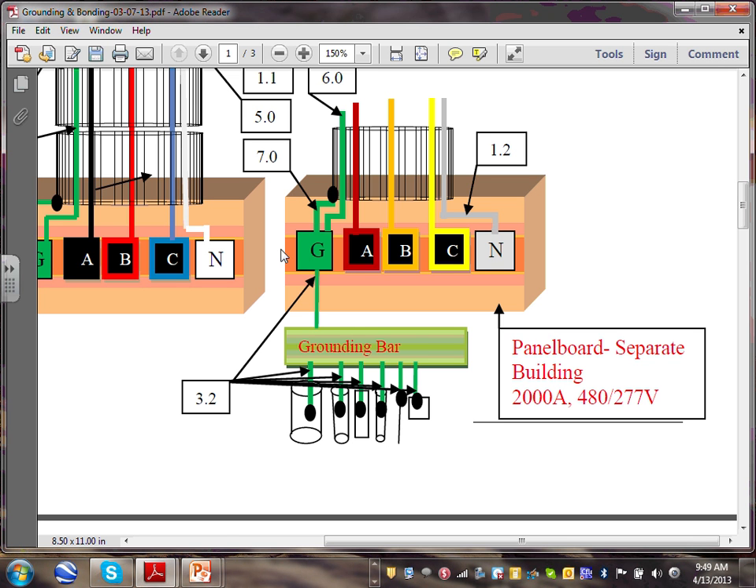So the neutral will jump into the copper water pipe and go back to the source. Who cares? You start getting hot water when you're not supposed to, and it could also be a hazard. Of course, it is a hazard, a shock hazard and arc flash hazard and so forth.